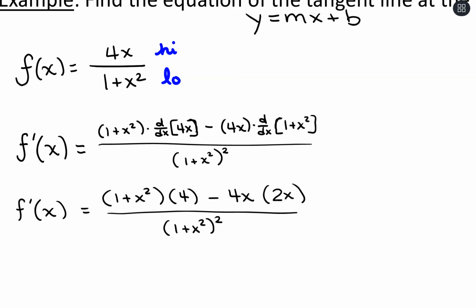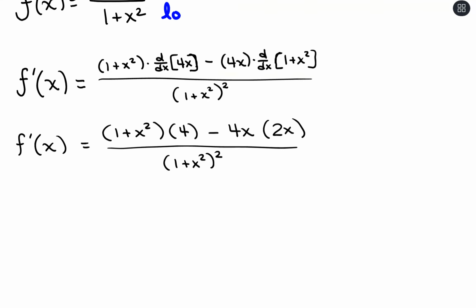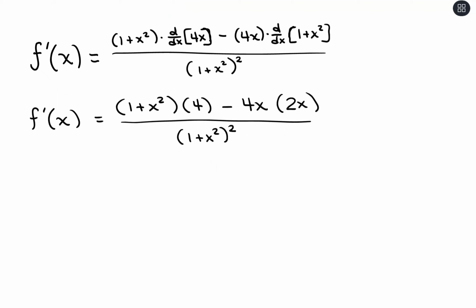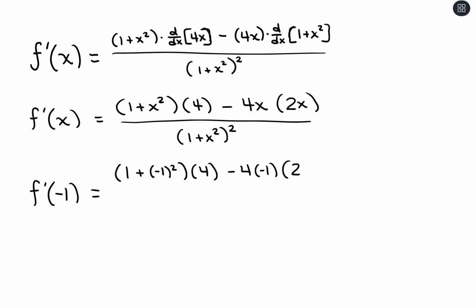but my recommendation is it doesn't matter how this looks simplified because we're just going to plug negative 1 in. So now let's do that. Even while it's unsimplified, in fact, it's even better unsimplified because there's less chance of us making errors there. So we're going to go 1 plus negative 1 squared times 4 minus 4 times the negative 1 times 2 times the negative 1, all over 1 plus negative 1 squared, squared.